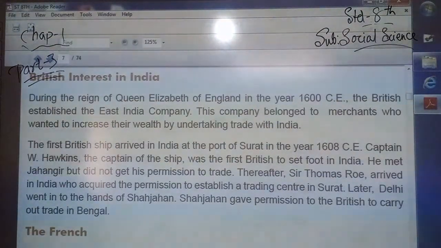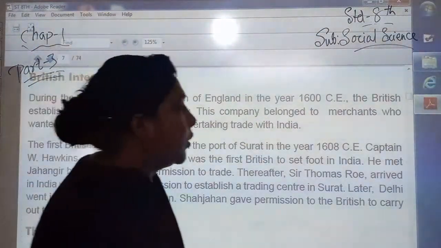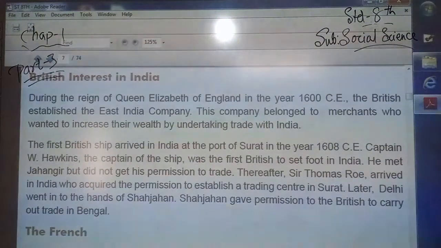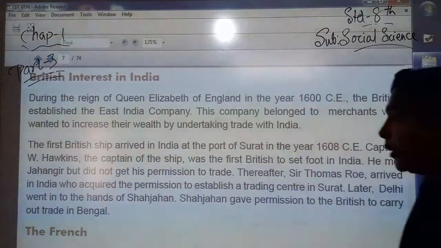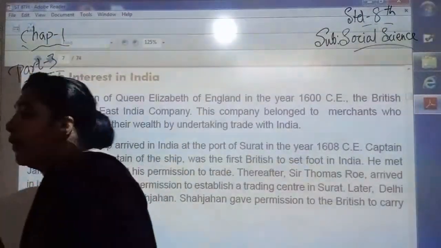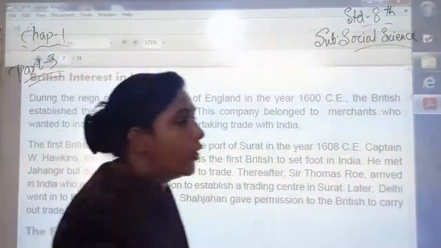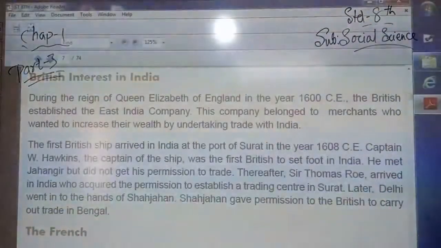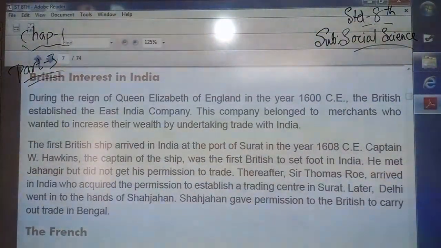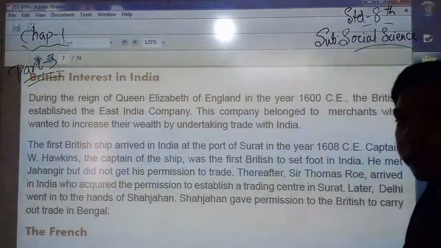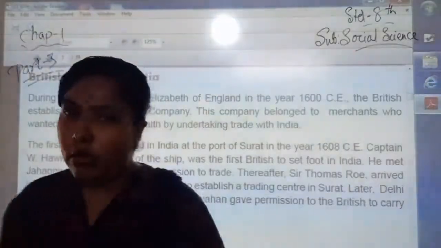So let's start with how they entered. The British established the East India Company. This company belonged to merchants, the businessmen who increased their wealth by undertaking trade with India, because at that time many commodities were in demand. Not only cloth but also spices, idols, statues and many things of Indian culture. They were very fond of them and wanted them in their own country, so they did business and collected more and more wealth.